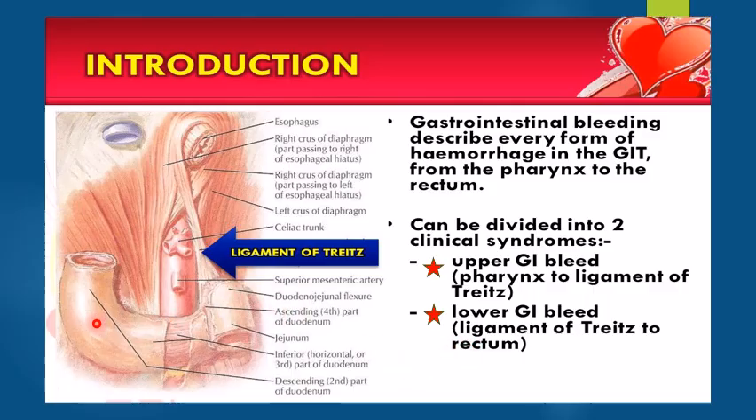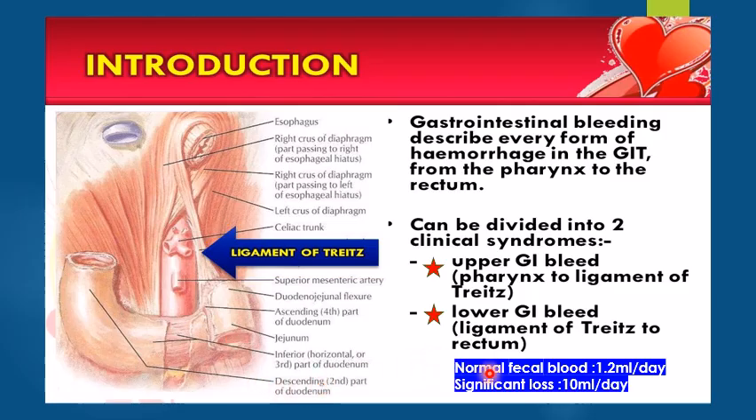You can see here, this is the duodenum, and this is the duodenojejunal flexure. This duodenojejunal flexure, or DJ flexure, is suspended and plastered onto the posterior abdominal wall by a ligament known as the ligament of Treitz. So all the bleeding that comes distal to this, that is the jejunum, ileum, large bowel, right side bowel, left side bowel, and rectum, they're all considered lower GI bleed.